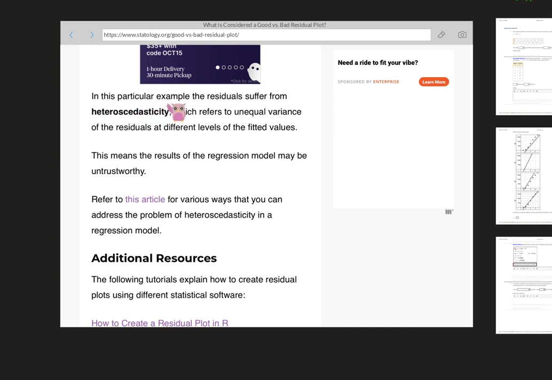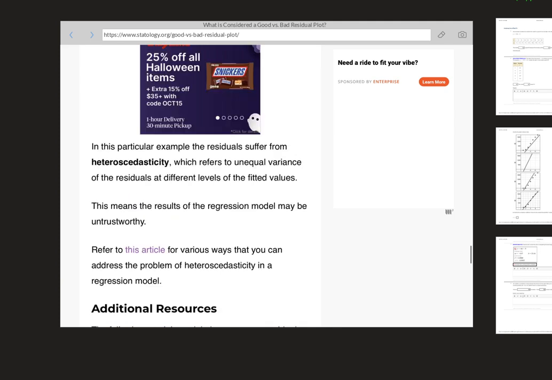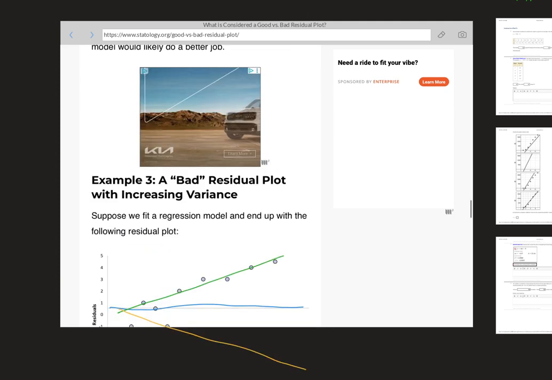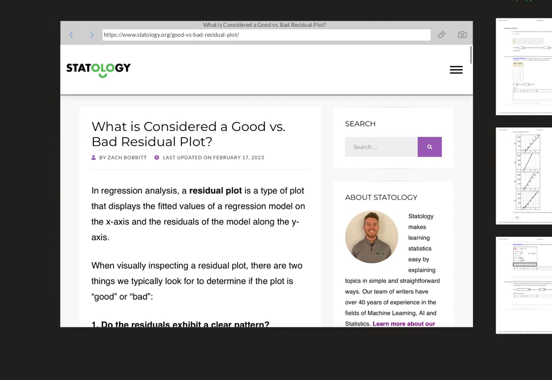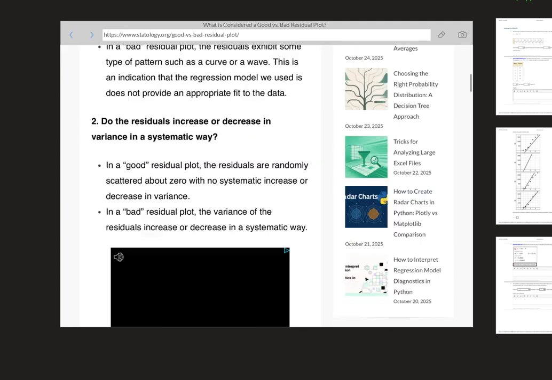And then here's a fun Jeopardy word. In this particular example, the residuals suffer from heteroscedasticity. I'm not sure that's how you say that, but that refers to unequal variance. And if you're like, what the heck is variance? Basically think of it like varying, right? Anyway, so this hopefully explains a little bit about it. If it doesn't, then my bad.